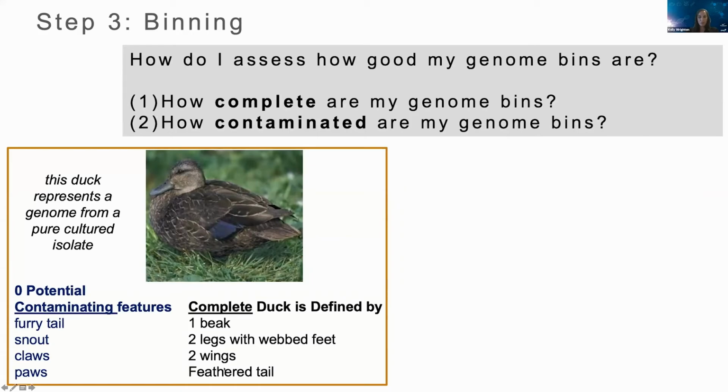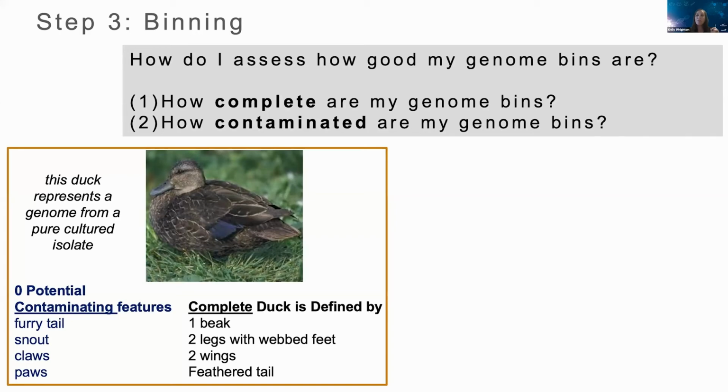If you found in your bin a furry tail, a snout, a claw, a paw, you would probably conclude that there is some sort of contamination of a contig from another organism that's in your bin. And those would be really obvious contaminants. They're in fact the best contaminants to get because they're pretty easy to pull apart. So what this is showing you, or attempting to articulate, is that binning is not a perfect science. In fact, it's rather imperfect. And so there's a lot of quality control that happens at that binning level.